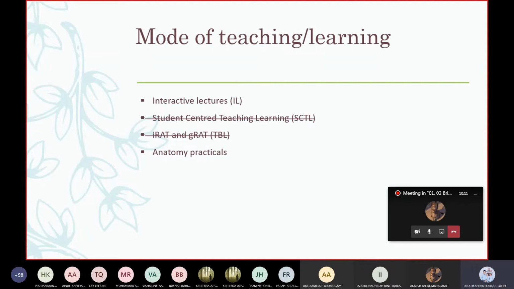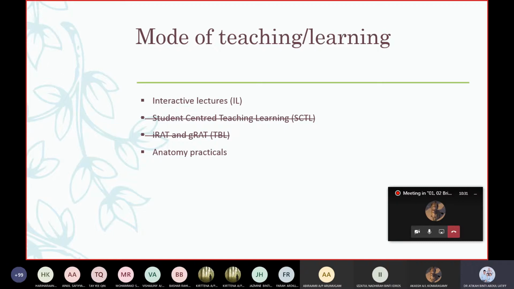Okay, modes of teaching and learning. Usually we have interactive lectures, we have SCTLs, TBLs, and physical anatomy practicals. But because now it's CMCO, so we had to cancel all the SCTLs and TBLs. Okay, students don't like SCTLs, so I'm sure you're quite glad that we only have ILs.